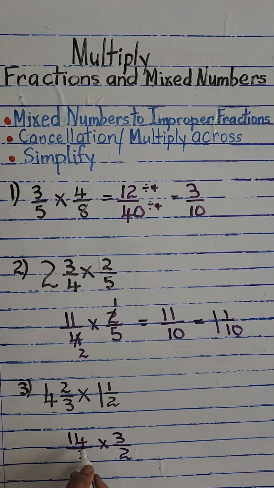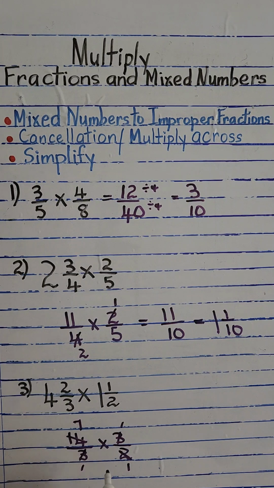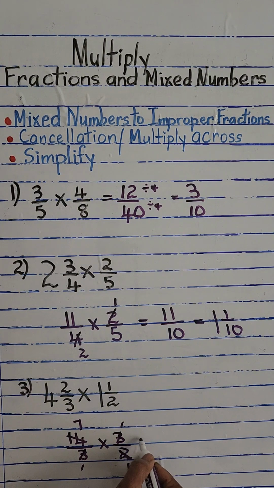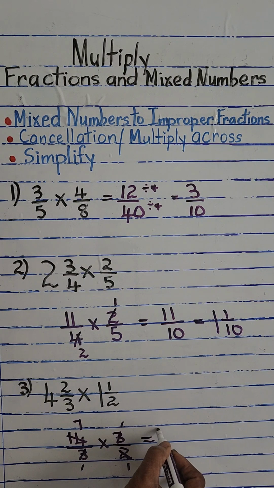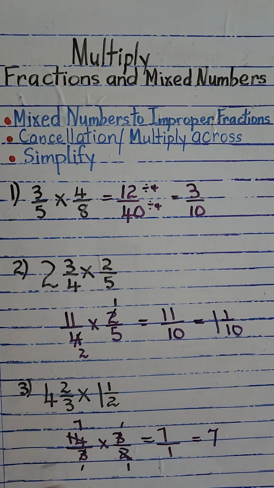And we can do cancellation, divide by 3, divide by 3. Then I'm going to divide 2 divided by 2, 1. 14 divided by 2, 7. Multiply across, and that is equal to 7 times 1, 7. And 1 times 1, 1. And that is equal to 7.